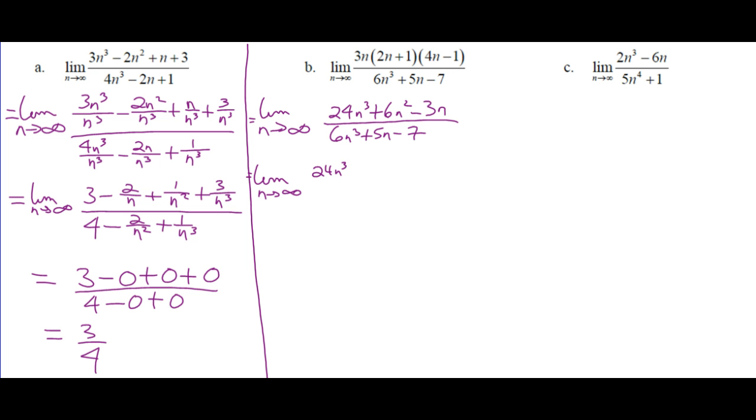Okay, 24n cubed over n cubed plus 6n squared over n cubed minus 3n over n cubed, over 6n cubed over n cubed plus 5n over n cubed minus, copy what's above, 7 over n cubed.